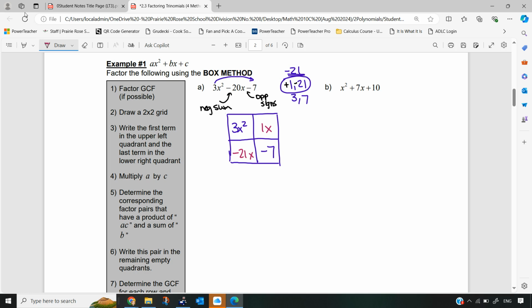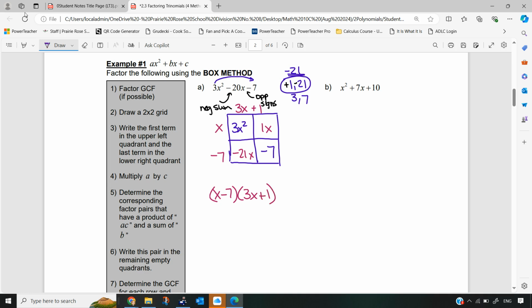So our next step is to find our GCF in every row and column. So I have 3x squared and 1x. My GCF would be x. And on the bottom row, I have negative 21 and negative 7. If my first term is negative, I will always divide out the negative. So this would be negative 7. And then looking at my columns, I have 3x squared and negative 21x. So that would be 3x. And then 1x and negative 7, that's a positive 1. So my factors are going to be x minus 7 and 3x plus 1.